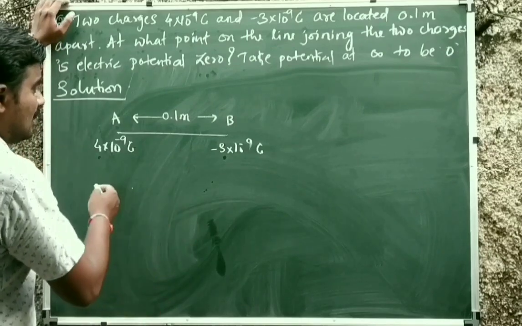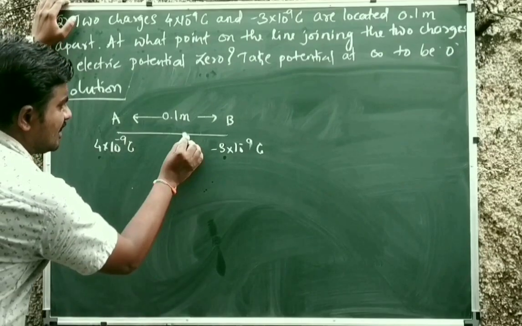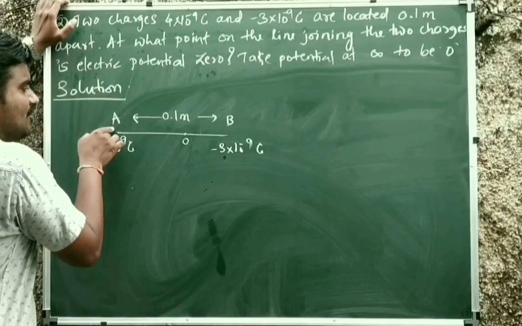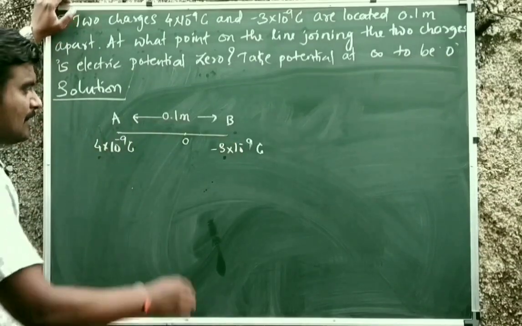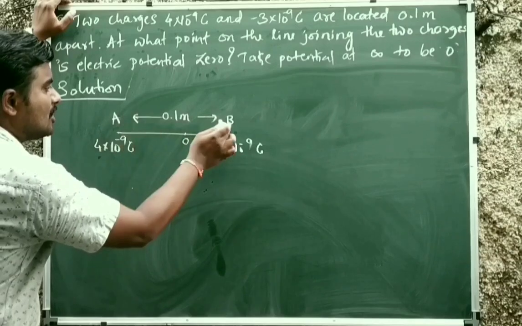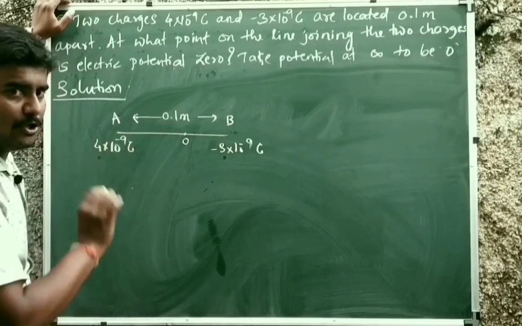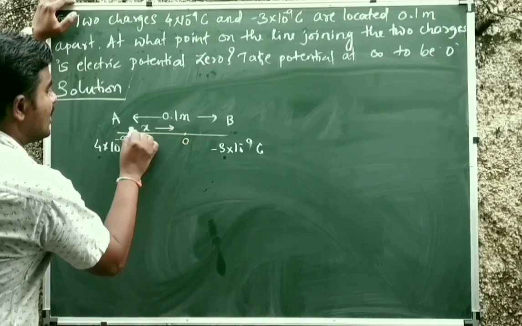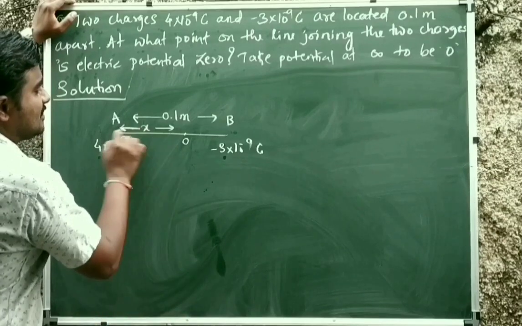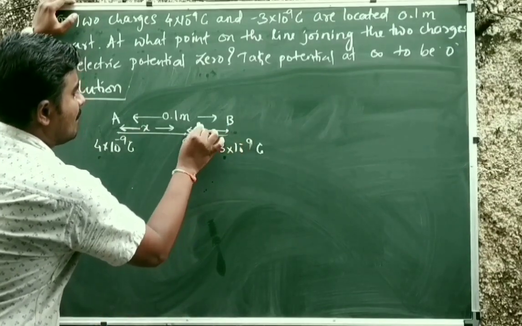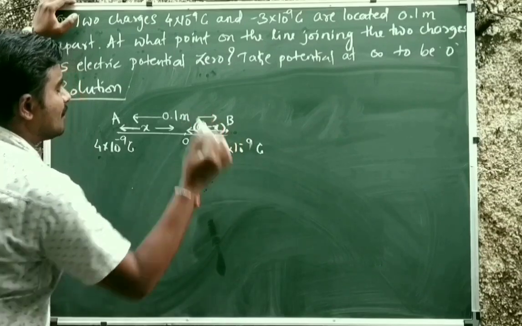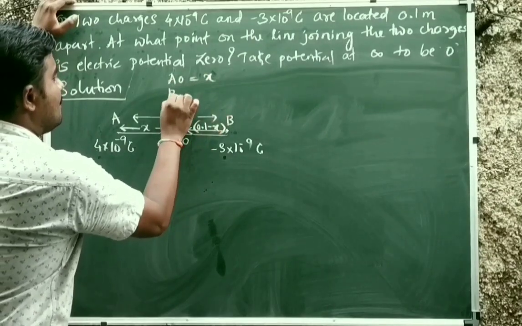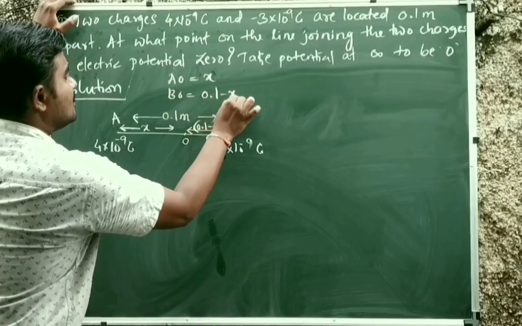So let us begin. Before that, we shall consider a point, say this point is O. At point O, the sum of potential due to A and potential due to B is equal to 0. We shall consider it like that. This point O is located at a distance of x, and if this distance is x, then certainly this distance is going to be 0.1 minus x. So remember, AO is equal to x and BO is equal to 0.1 minus x.